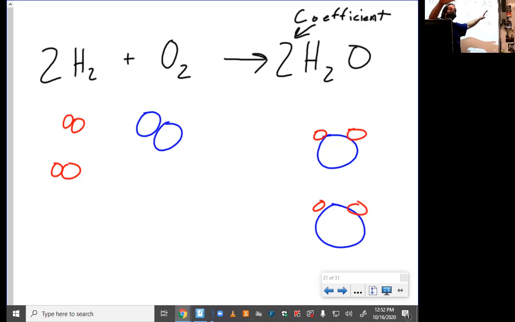Now, once you're balanced, I strongly encourage everyone to always stop and check. How many hydrogens do I have here? 2 sets of 2. 4. 2 sets of 2. 4. How many oxygens? 2. And how many oxygens? 2 sets of 1, which is 2. Who's happy? Both of them. Everybody. So we're done. We're good. Feel good? And so this unit today, we're just going to look at how to balance these chemical equations.